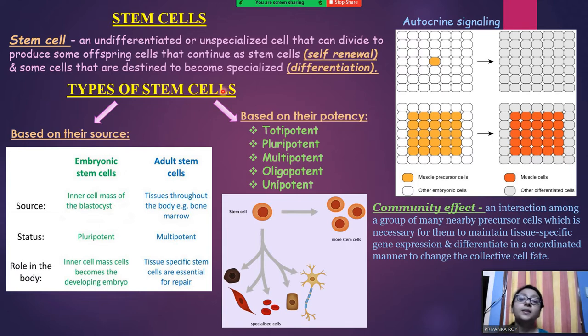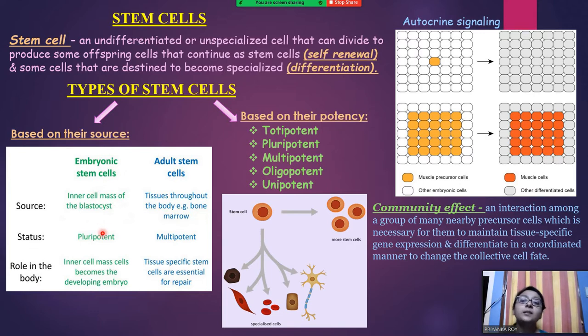Stem cells can be of two types based on their source. If it is taken out from the embryo, it is called an embryonic stem cell, or if it is taken out from an adult, it is known as an adult stem cell. Embryonic stem cells are mainly located in the inner cell mass of the blastocyst. In adults, they are distributed in tissues throughout the body. For example, in bone marrow, we have the hematopoietic stem cells, which give rise to the blood cells.